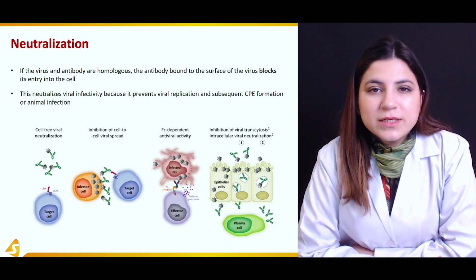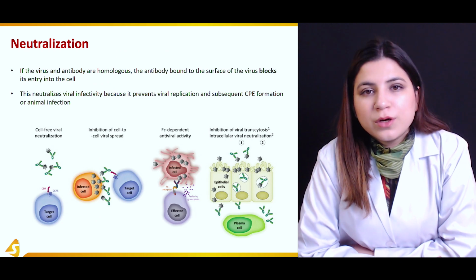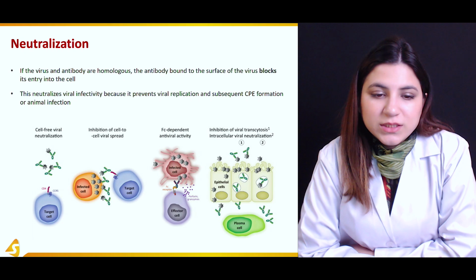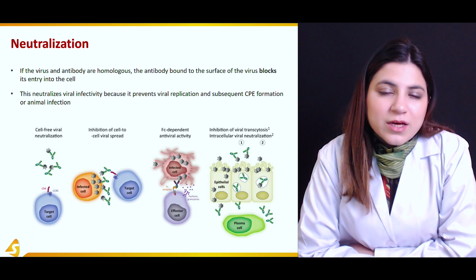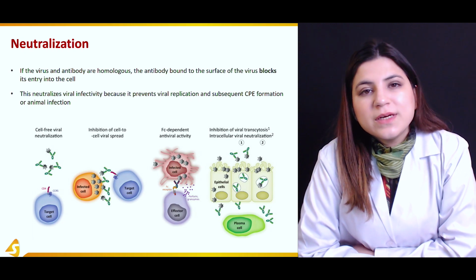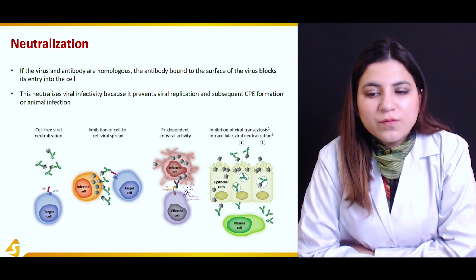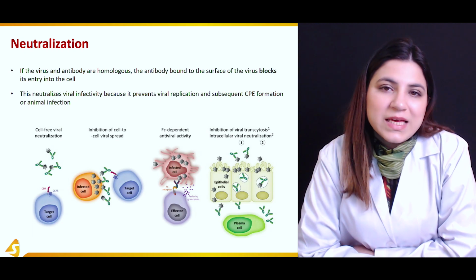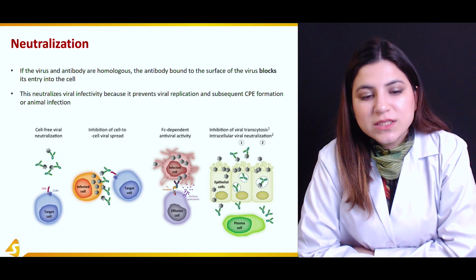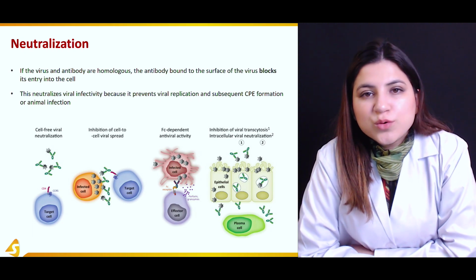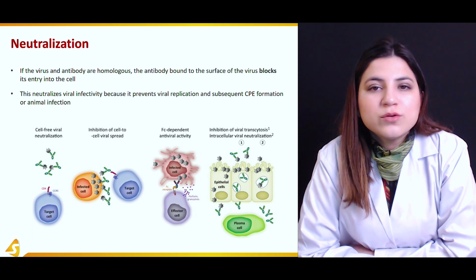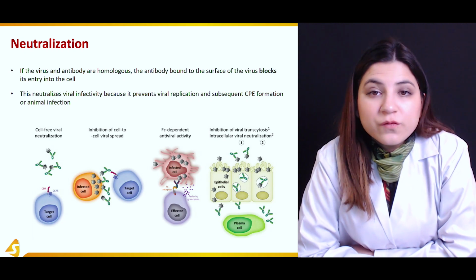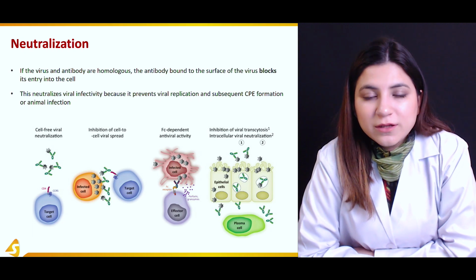The third one is a process or a type of diagnosis known as neutralization. In neutralization, if the virus and the antibody are homologous, the antibody will bind to the surface of the virus and then block the entry of the virus inside the cell. So this is basically the neutralization of the virus. The virus infectivity will be stopped because the virus replication will be stopped and there will be no cytopathic effect formation or infection inside the animal cells.